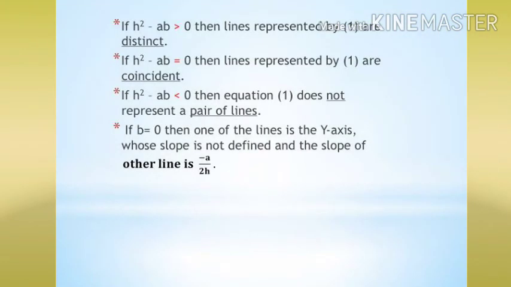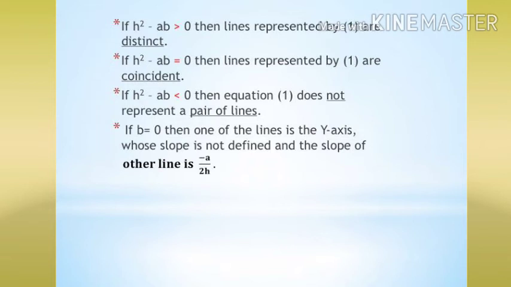Now the next remarks are based on the nature of the lines. If h square minus ab is greater than 0, then the lines represented by equation 1 are distinct lines. Similarly, if it is equal to 0, then they are coincident lines, that is one and the same line, and if it is less than 0, then the equation will not represent a pair of lines. So these three are the nature of lines depending upon the value of h square minus ab.